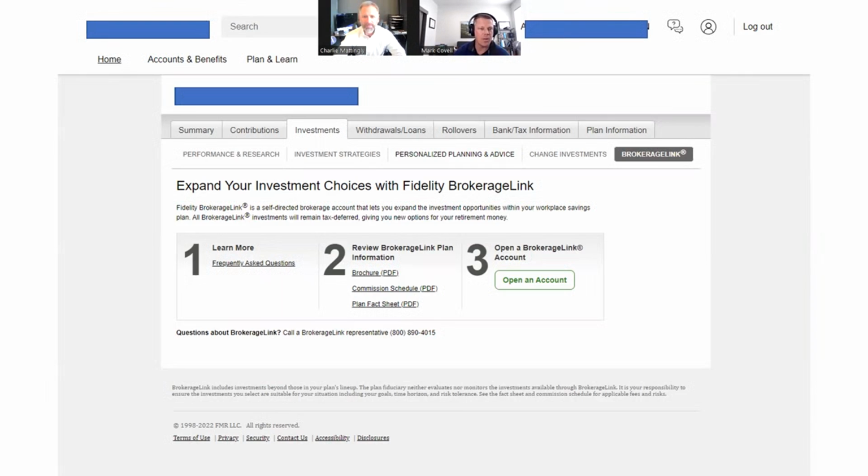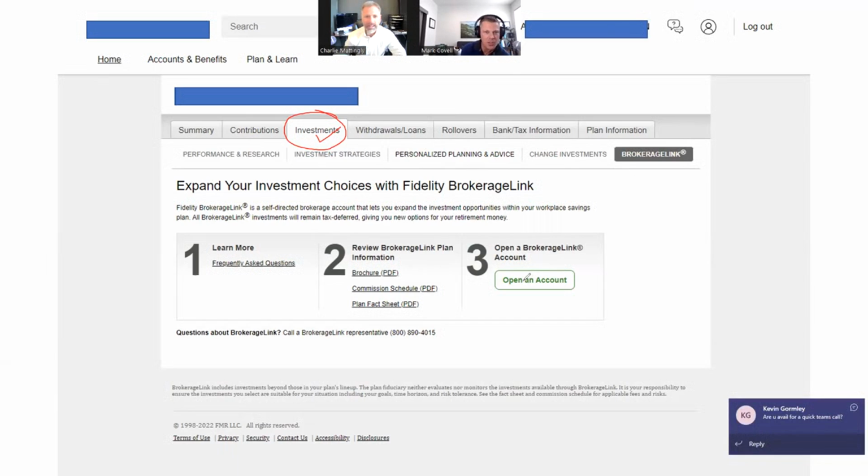Well, we're looking at the top screen when someone logs into NetBenefits. They'll usually be brought to a home screen, and then across those tiles starting summary, contributions and investments. If someone were to click on investments, it's a pretty simple process, by the way, to actually open up a brokerage link if someone hasn't done it. It basically walks you through steps 1, 2, and 3. You can learn more. They've got some disclosure stuff, which I think is always important, and I think you'll touch on that in a little bit, talking about fees and the costs of doing this stuff. And then really you're just clicking on open up an account.